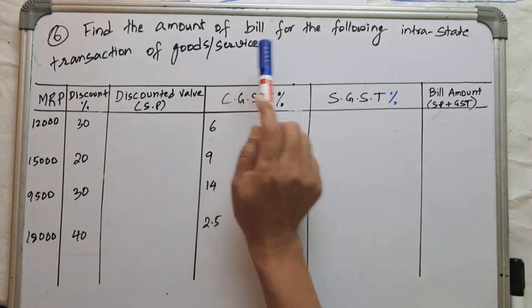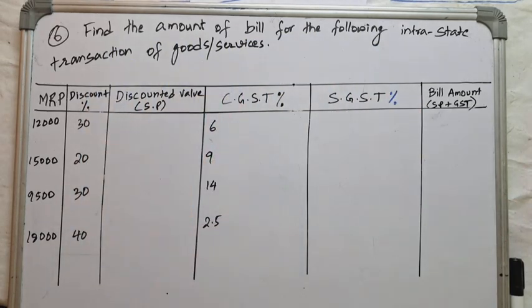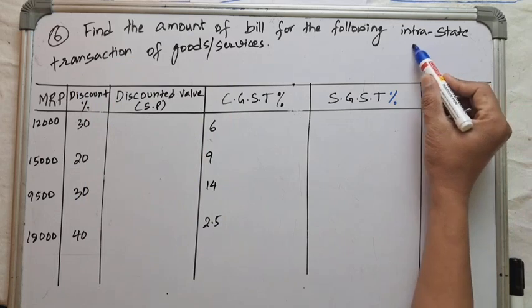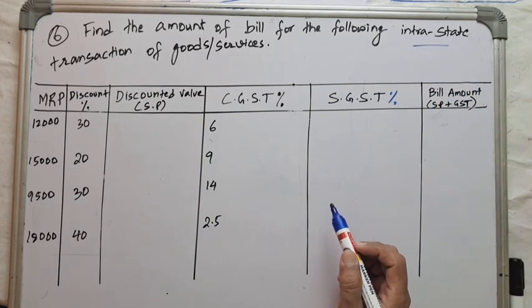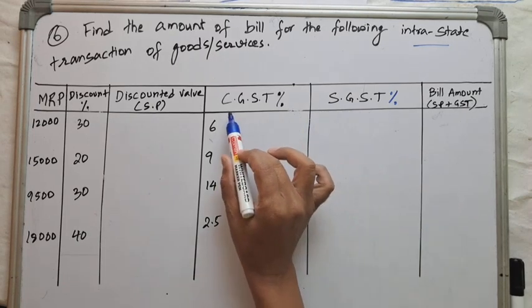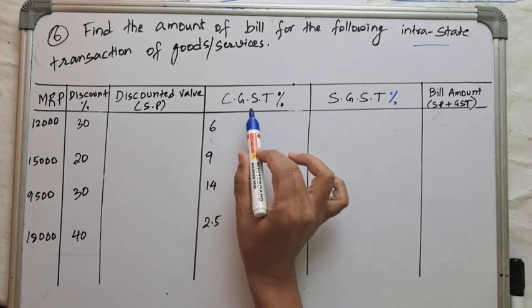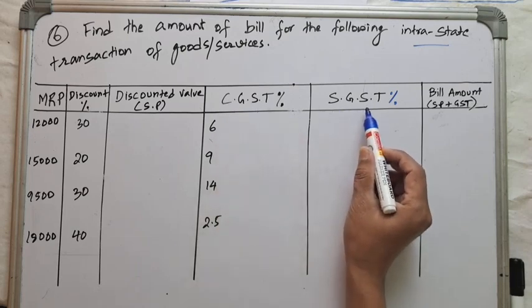Find the amount of bill for the following intra-state transaction of goods and services. So the transaction is intra-state, isn't it? Intra-state means the transaction is carried within the state. Supply is made within the same state, which means tax should be divided into two parts: CGST and SGST. CGST is Central Goods and Services Tax. SGST means State Goods and Services Tax.